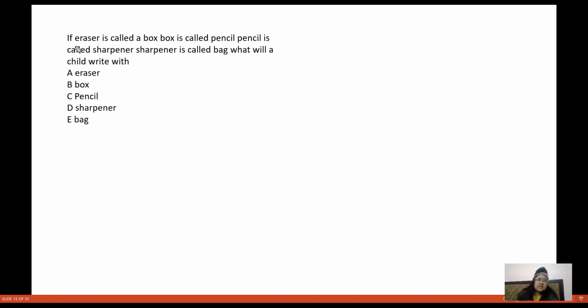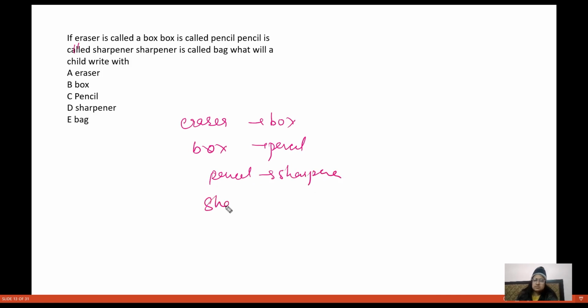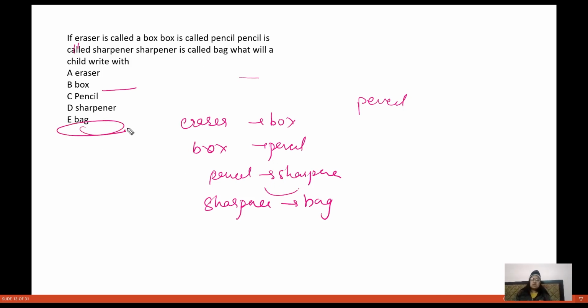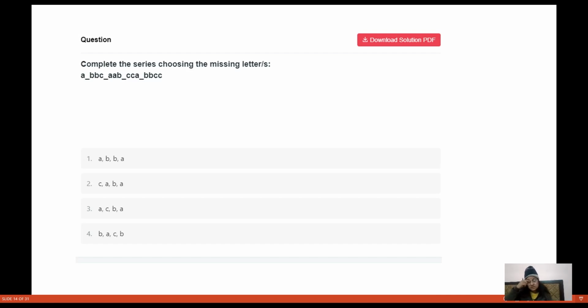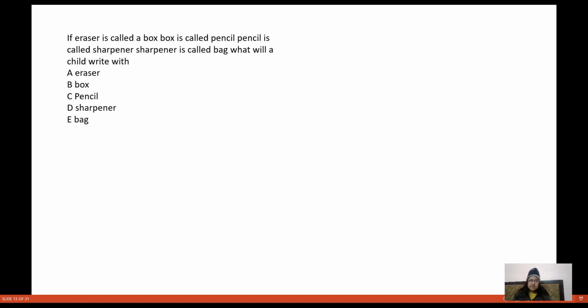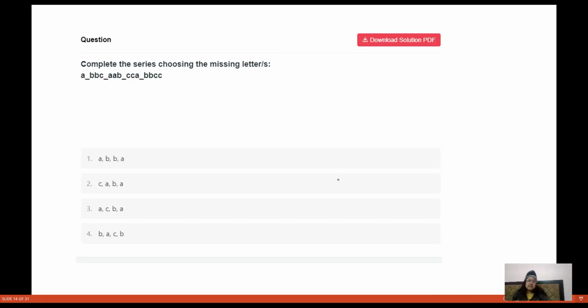Now again we see this kind of question. It is saying eraser is box, box is a pencil, pencil is a sharpener, sharpener is called a bag. What will a child write with? Pencil. And pencil is what? Sharpener. Sharpener is your answer. So these are very simple. Just see the one relation that is direct, and that will be your answer.